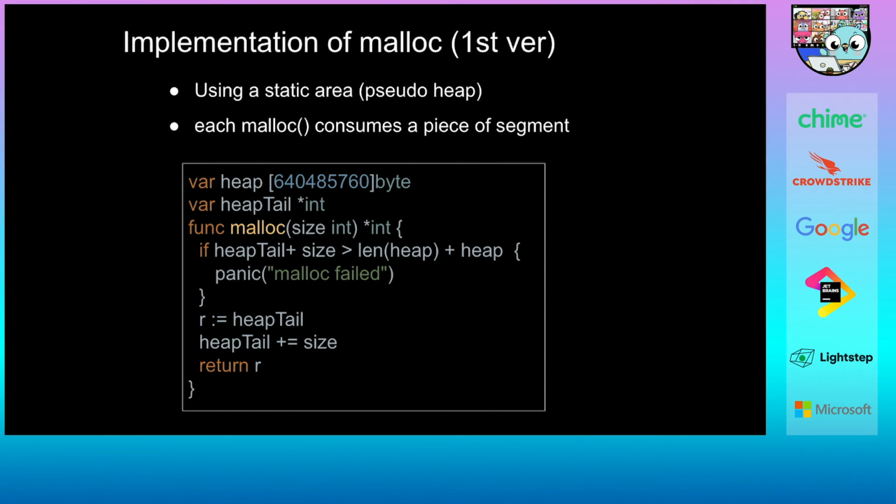This is my first version of malloc. It's super simple. I used a static area. I called it pseudo heap. Any program compiled by minigo will have a large static area in its process, and each malloc call consumes a piece of segment from that area. There's no way to free. It's stupid, but it works. In a later version, I rewrote this implementation to use real heap.